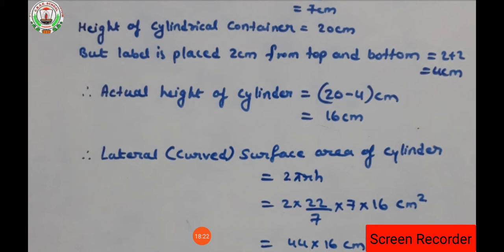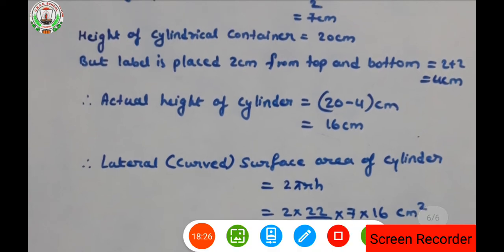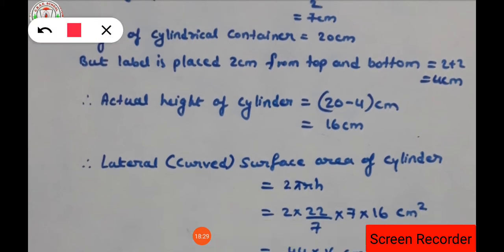So what is the height of the label? You can write here in one step the height of the labeled cylinder is equal to 16 centimeter. Now the lateral surface area of a cylinder formula is 2 pi r h, isn't it? What is the value? 2 into pi value is 22 by 7, r value is 7, isn't it? And h value is 16.